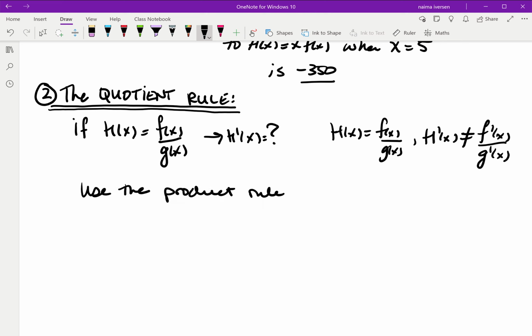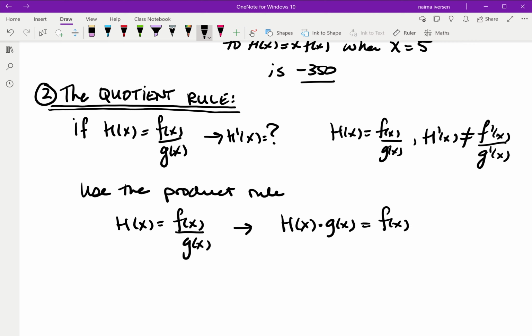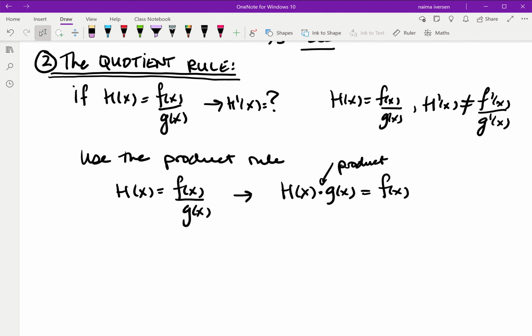How are we going to use the product rule? Well, I'm going to write this as h of x is equal to f of x over g of x. And I'm going to rewrite that by getting a common denominator: h of x times g of x over g of x is the same as f of x over g of x. And there is my product. And we're just going to use that product rule to find the derivative of this thing.